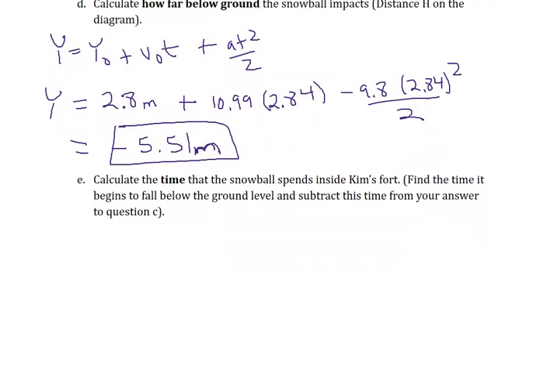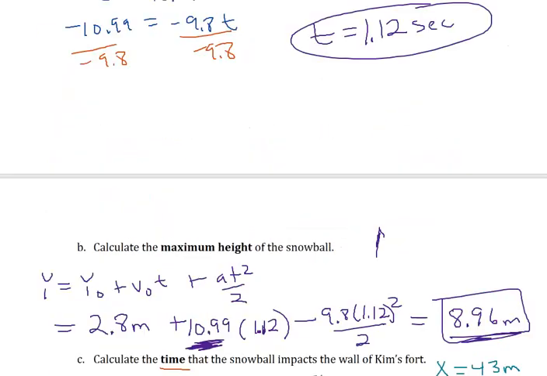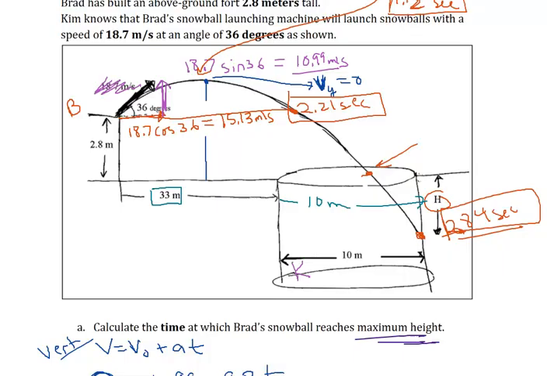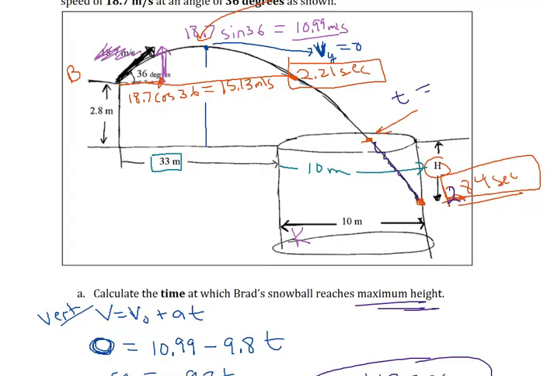Okay, great. And then part E says find the time that it spends inside the fort. So I guess the point of this question is, this is the time from whatever this is, which you don't know, to 2.84. That's the time Kim has, I guess, to deflect it or catch it or whatever. That's the time it's inside her fort. So we want the time that it starts to be in the fort. The fort is below ground. So this means it has kind of hit no altitude, right?